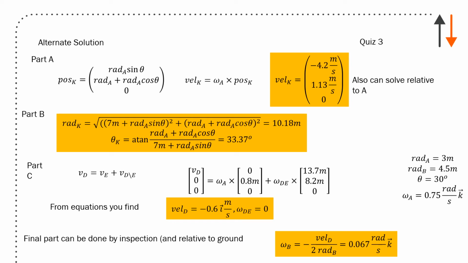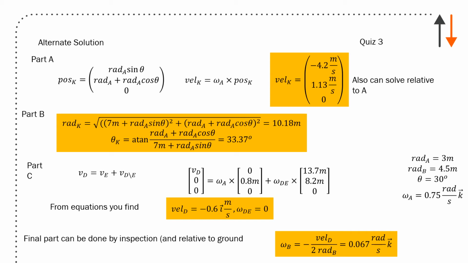Alternatively, you could have done this as a vector solution, and if you do, you can put position of K in terms of RA sine theta, RA plus RA cos theta, calculate all the terms, and you solve everything relative to A, and you end up with the same terms, minus 4.2 i plus 1.13 j meters per second. R of K, distance, same thing as before. And finally, for velocity of D, it's equal to velocity of D relative to E, and you get minus 0.6 i meters per second, and omega DE is equal to 0.